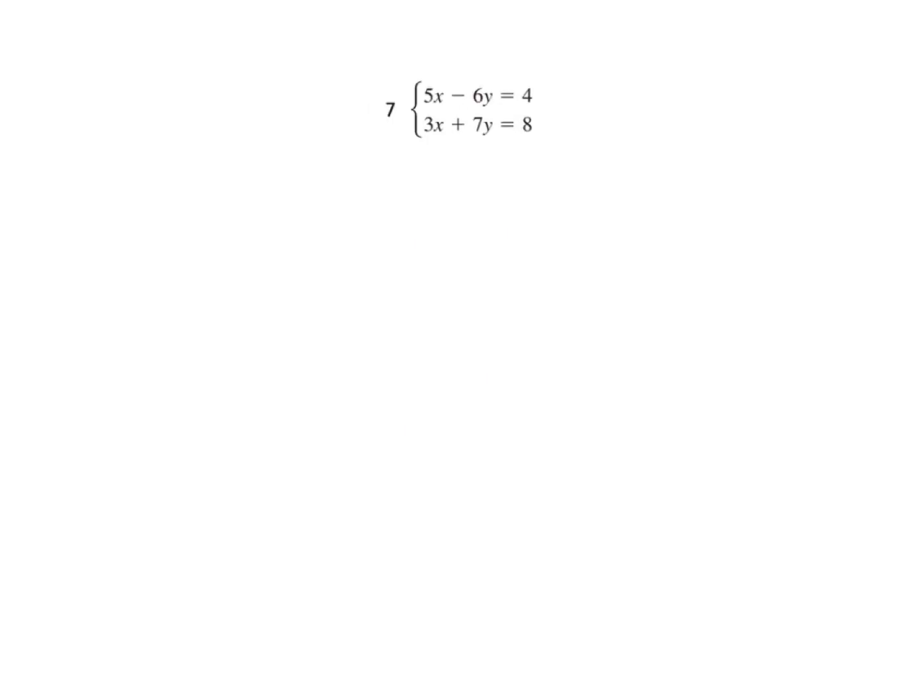Number 7. Now none of these work, so we're going to have to multiply both equations by something. Since the 6 and the 7 are opposite signs, I'll go with those. So they both go into 42, so we're going to multiply that by 7 and this by 6. 35x minus 42y equals 28. 18x plus 42y equals 48.